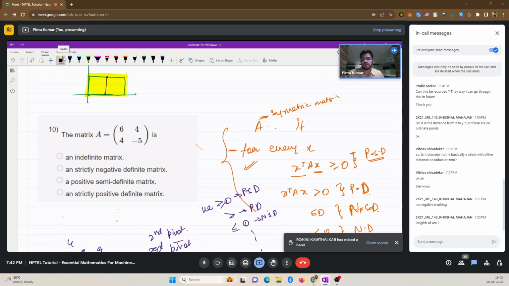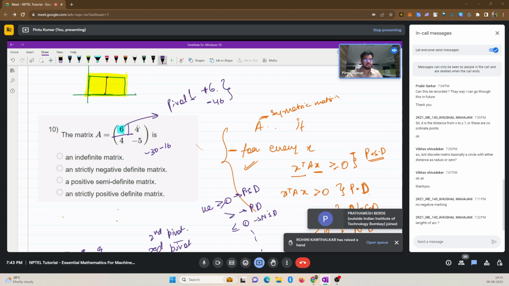Okay, so we have been asked to check whether it is positive definite, positive semi-definite, or those kinds of things. Now we will look at the first pivot. What is its first pivot? It is 6. Pivot 1 is 6. Now what will pivot 2 be? Pivot 2 would be the determinant of this matrix. What is its determinant? 6 into minus 5 minus 30 minus 16. What is it? Minus 46. So pivot 1 is positive and pivot 2 is minus 46. Do their signs agree? No, they are opposite of each other. So what would be the correct option? That it is an indefinite matrix.